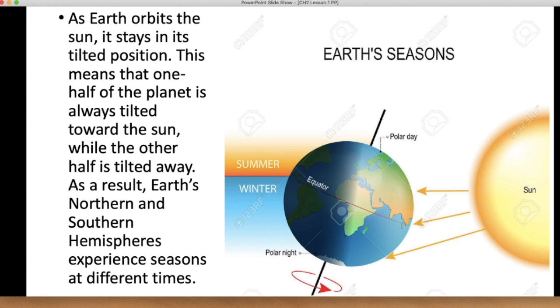Okay, so you can see in the graphic there, the top half, or the northern hemisphere, is pointed more directly towards the sun, and the southern hemisphere, okay, is away, so it's experiencing winter, whereas the northern half is experiencing summer.